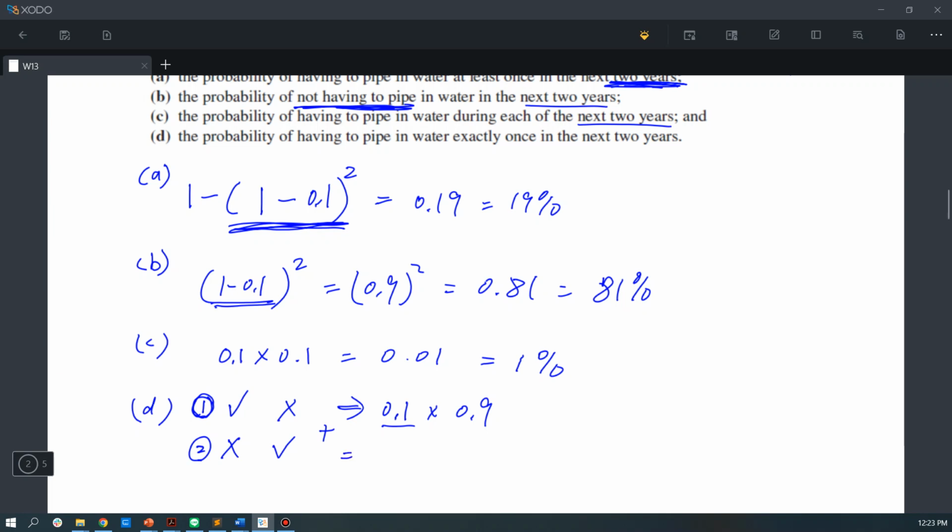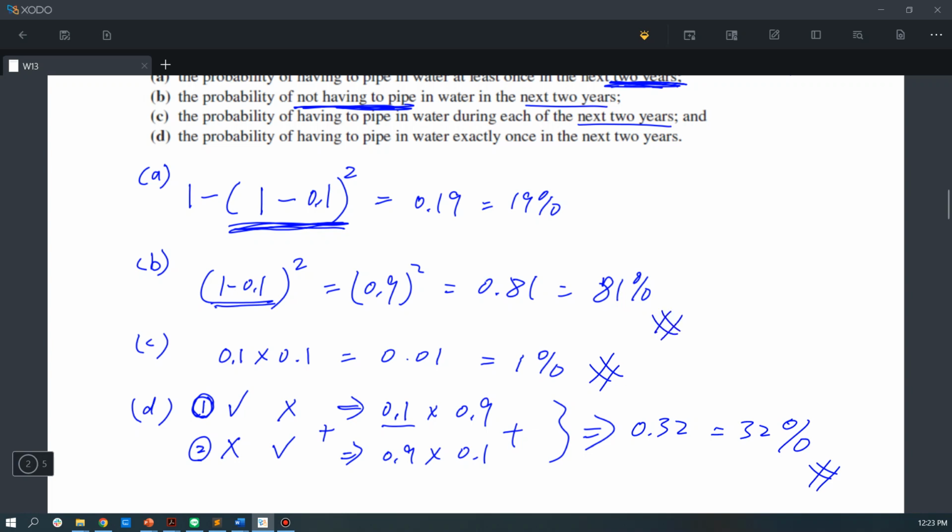Okay, so similarly for the second combination, you just switch the order, which is 0.9 times 0.1, and you sum these 2 up, and you will get 0.32, which is 32%.